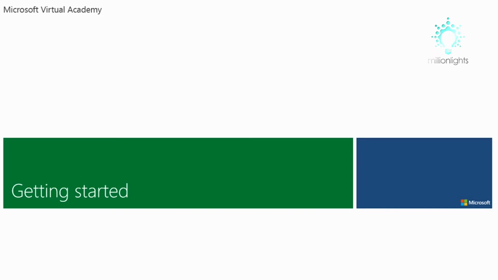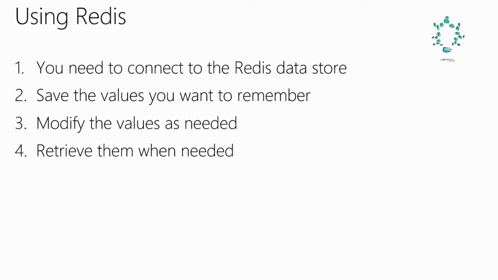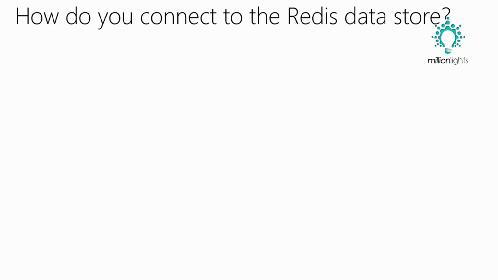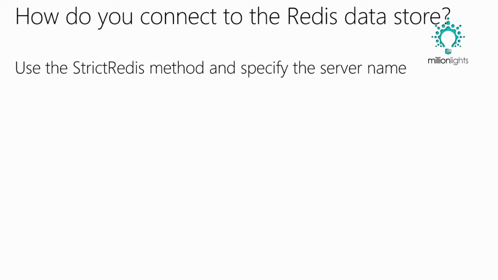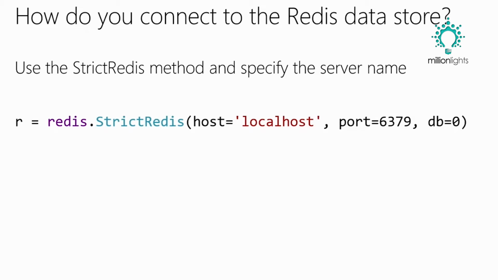So we've already talked about how to get started with Redis, how to connect to the actual Redis data store itself. That we have already covered. And that we did with the strict Redis method, and the most important thing there was specifying the server name. We specified localhost because we have installed the Redis software locally. And there is our connection. Christopher, the name of our connection is?